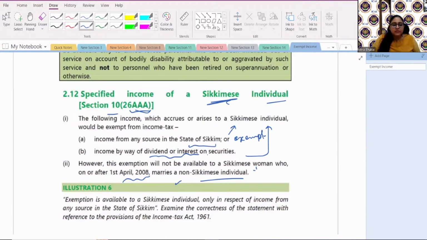Achha, I answered Ikrar. If a man marries a non-Sikkimese woman, then he would continue to get the benefit of 10(26AAA).